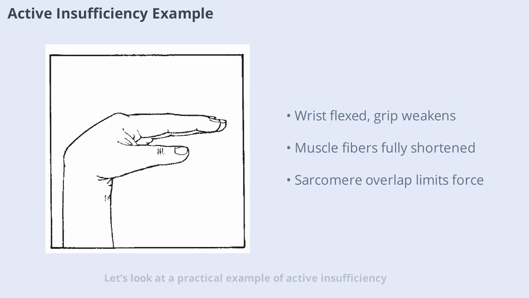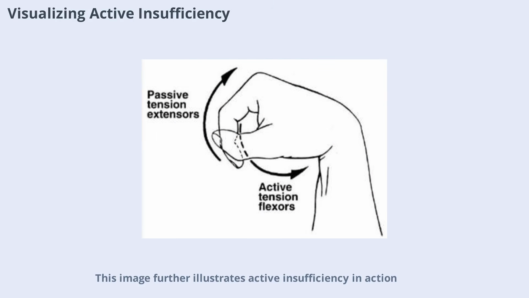Let's look at a practical example of active insufficiency. When you try to squeeze a softball with your wrist fully flexed, your grip strength is noticeably reduced. This happens because the wrist flexor muscles are already maximally short, so they can't contract further to generate a strong grip. This limitation is due to the overlapping of sarcomeres, the basic units of muscle contraction, which prevents further shortening and force production.